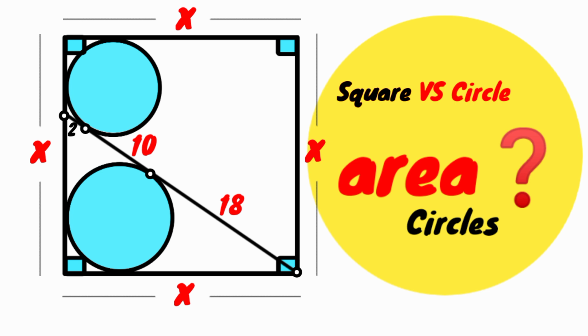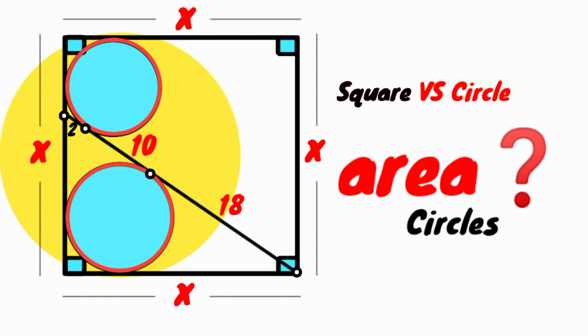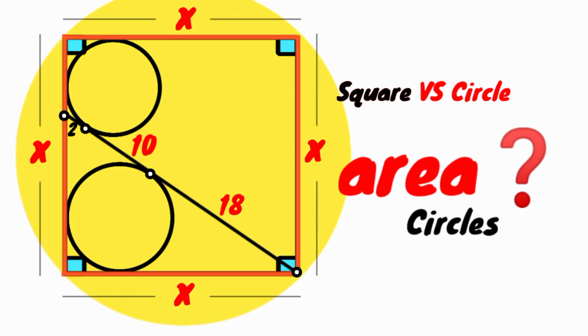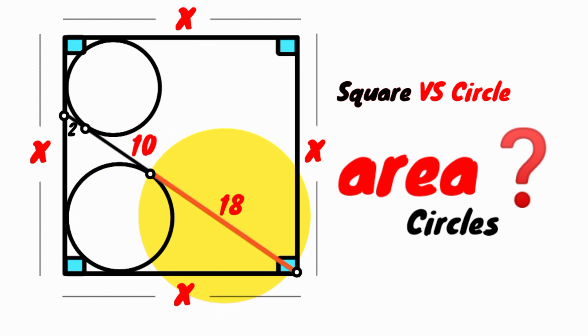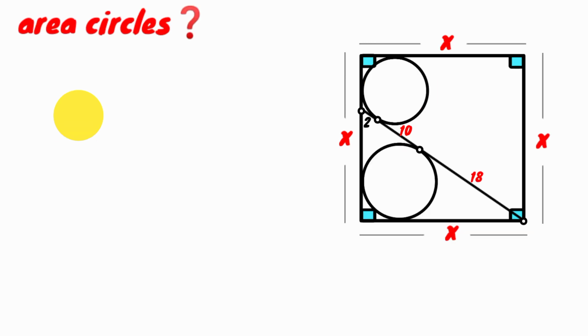We are asked to calculate the area of the circles, that is, these circles. This quadrilateral is a square-shaped quadrilateral. We have the length of this line segment to be 18 units, that of this is 10 units, and this is 2 units. So how can we solve this? How can we calculate the sum area of these two circles?